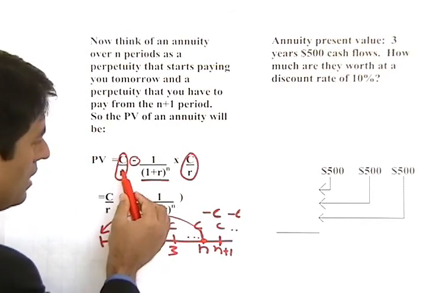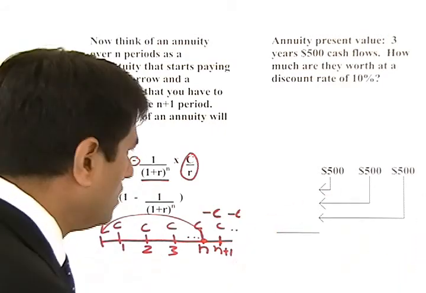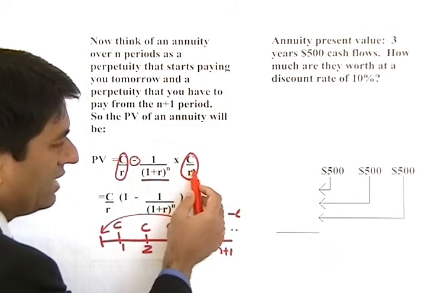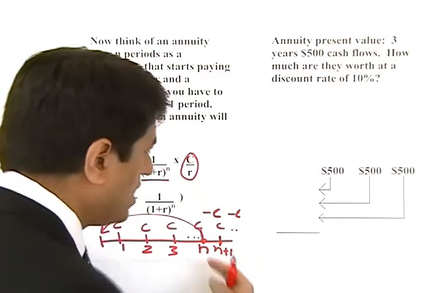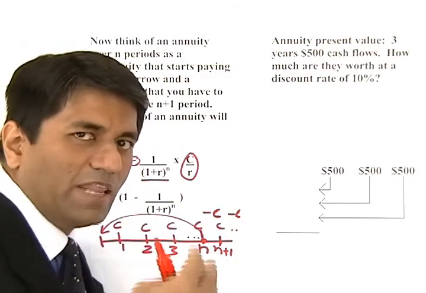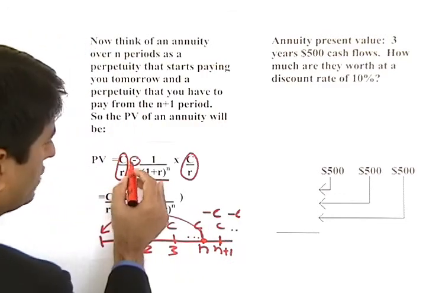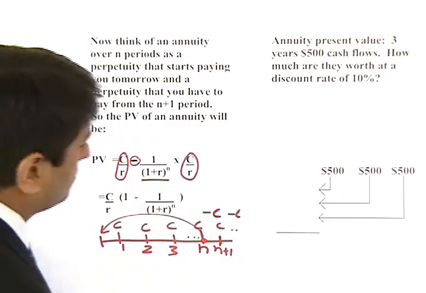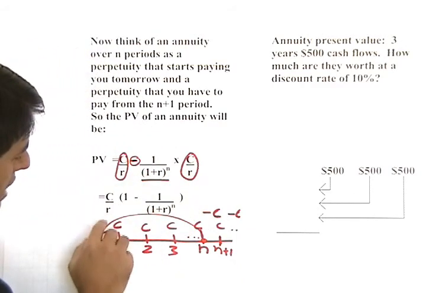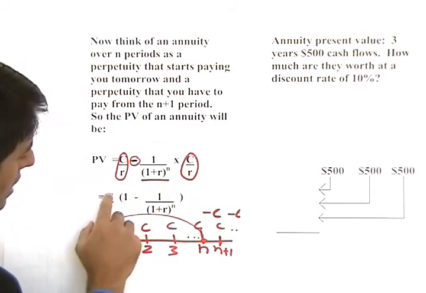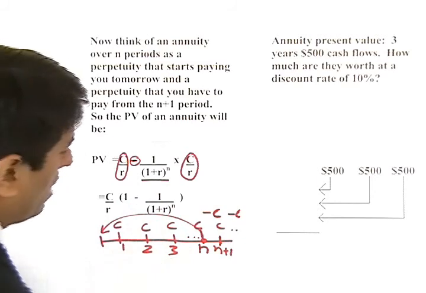It is the first perpetuity, which is a positive cash flow of C forever, minus a second perpetuity which is a cash flow of C forever starting from period n plus 1 and which you pay instead of receive. So that's why there is a negative sign here. So you take C by R common outside, and what you're left with inside the bracket is 1 minus 1 upon 1 plus R to the power n.